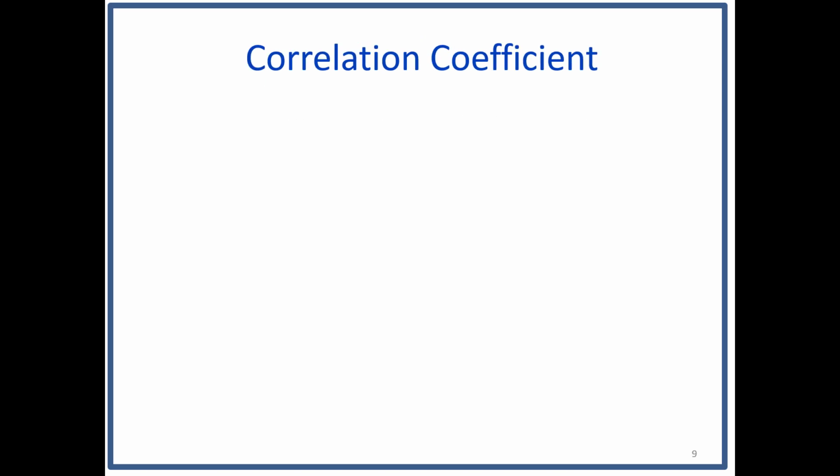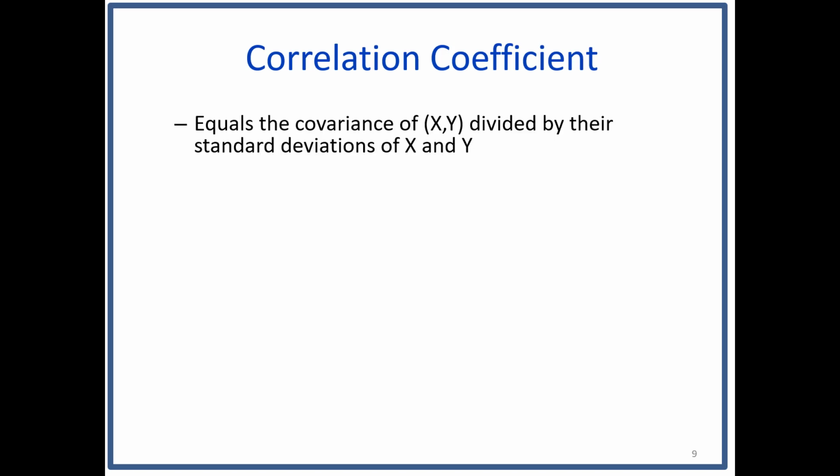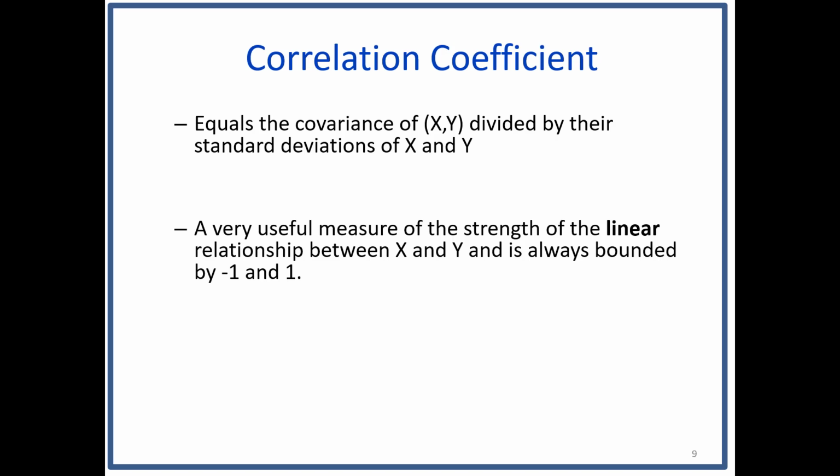So now let's talk about the correlation coefficient. The correlation coefficient equals the covariance of x and y divided by each of their standard deviations. It is a very useful measure of the strength of the linear relationship between x and y and is always bounded by -1 and 1. 1 represents a perfect positive linear relationship, whereas -1 represents a perfect negative linear relationship. And here's our formula. R, or the correlation coefficient, equals the covariance of x and y divided by each of the standard deviations.